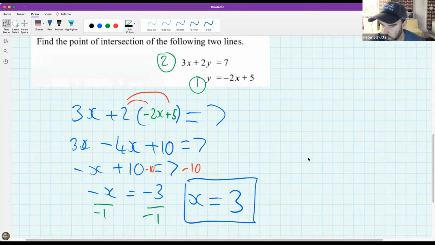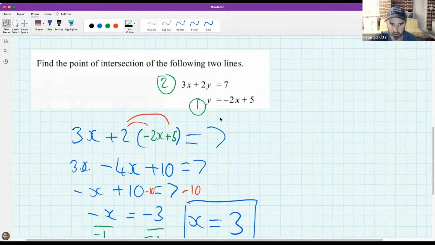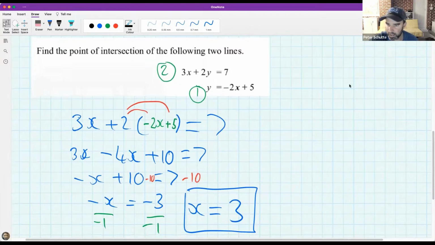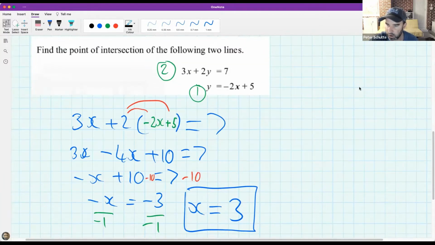Okay, so a lot of you have got x is 3. I'd love to know from someone in the class, how do I get y? If someone would be willing to raise their hand, that would be awesome. I got the x part of the intersection point. How would I get y? So Tsepang, I'm going to ask you to unmute. Could you just give me some guidance there?